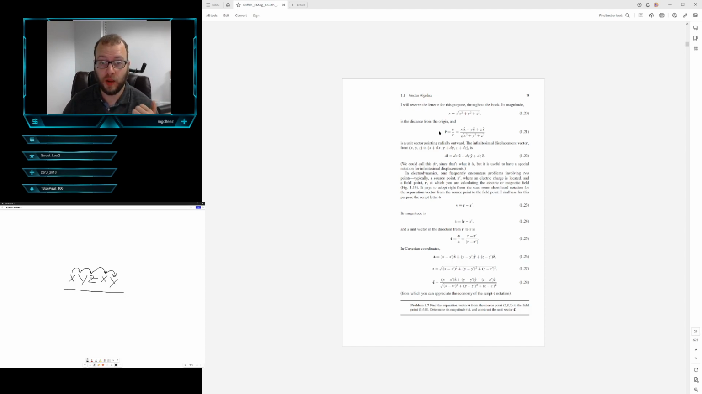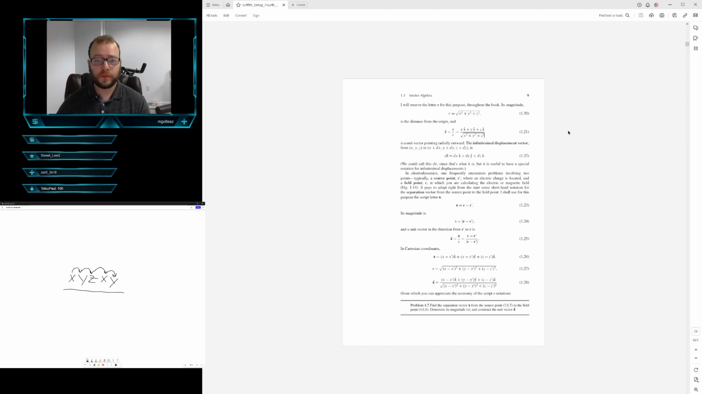Now the normal vector is a unit vector in the direction of r, remember. So we know the direction of r because we have the vector. It's x hat, y hat, z hat. And how do we normalize it? Well, we know its magnitude. We divide by its magnitude. So simply dividing by square root. And that gives us the normal vector.